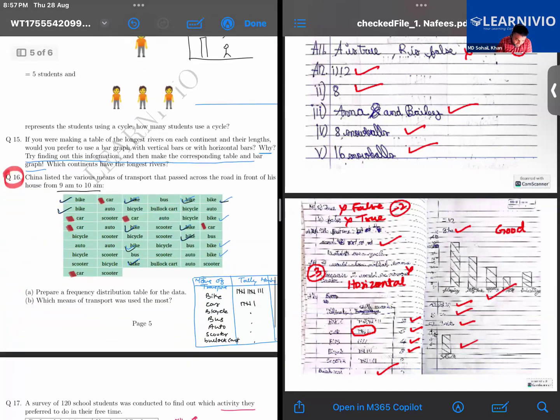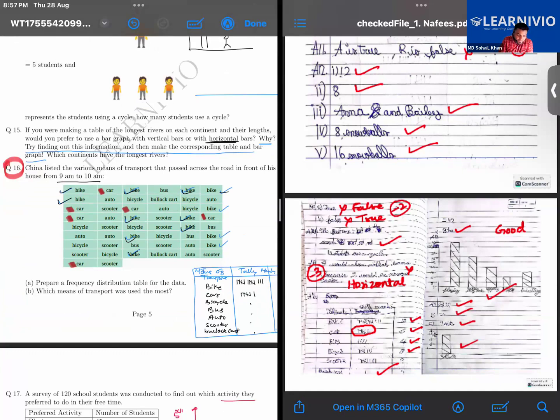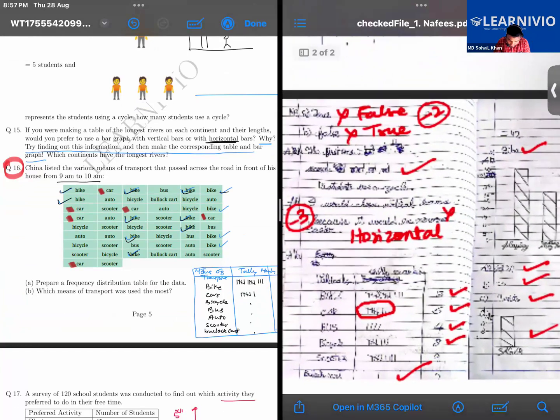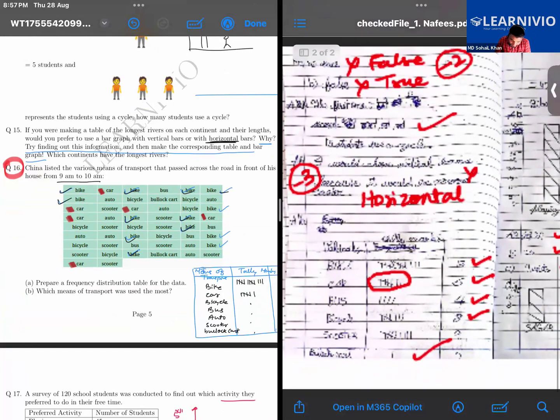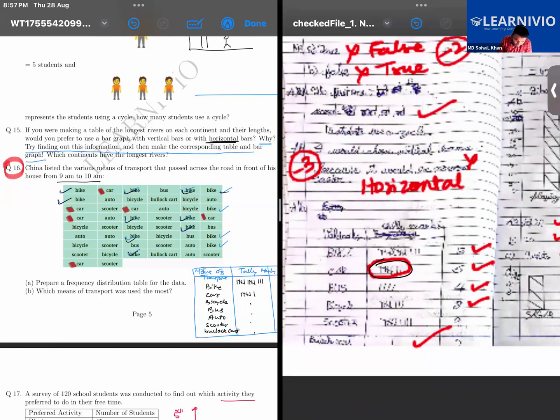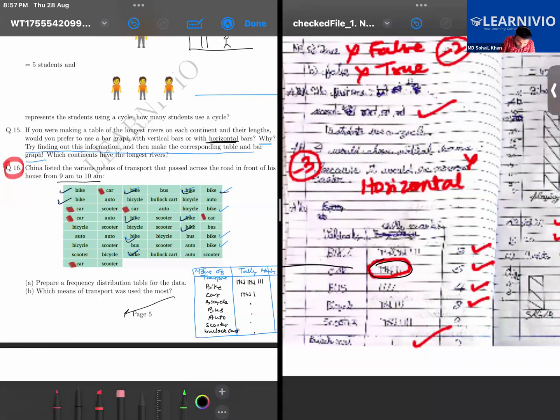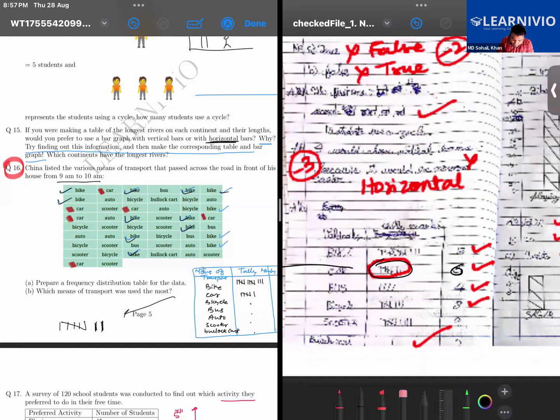Then again for question number 15, as we discussed earlier, a horizontal bar is suitable to represent the length of the rivers of different continents. And we discussed why. Actually, the answer sheet here is not visible properly. But for the car, what you had done here, now let me tell you. You have drawn the tally mark in the following manner: 1, 2, 3, 4, 5, and you have written 2 vertical lines instead of only one. Although the frequency, that is 6, is correct, you had made one extra vertical line.